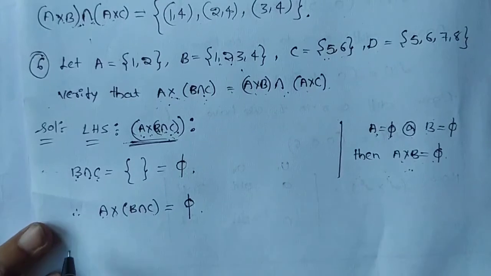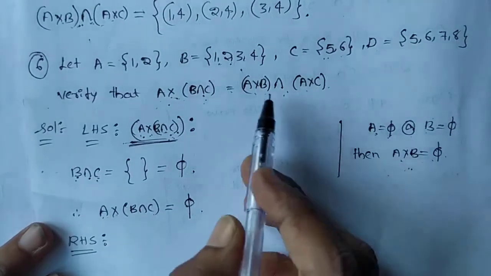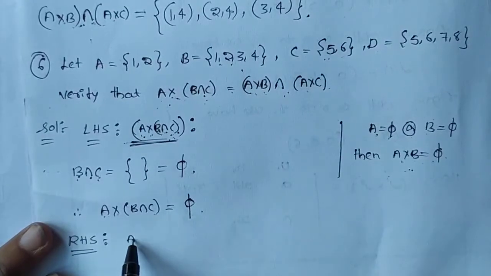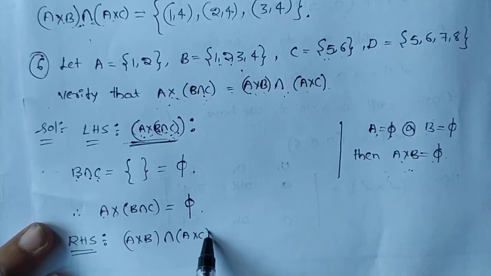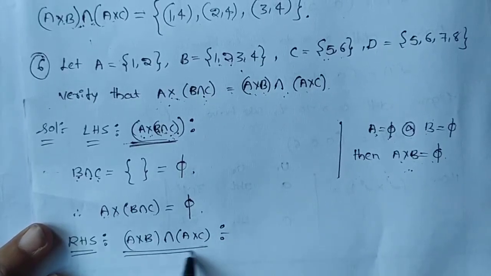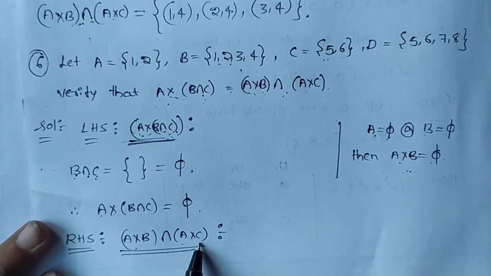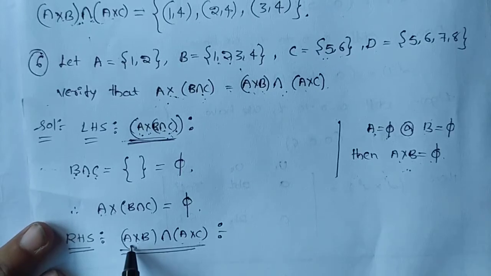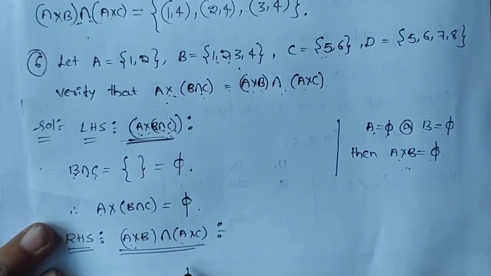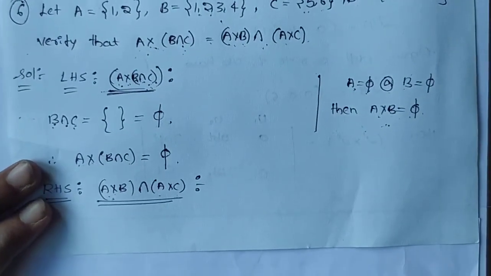Now, what about RHS? RHS is A cross B intersection A cross C, which we have to find. Let us find out A cross B, then A cross C. After that, the intersection of these two sets. Let us find out first A cross B.